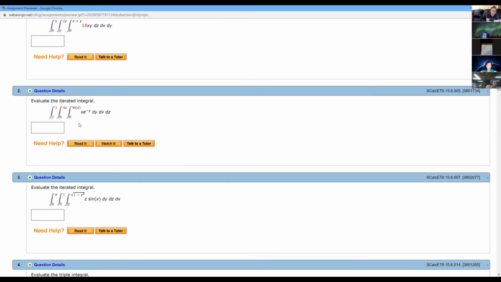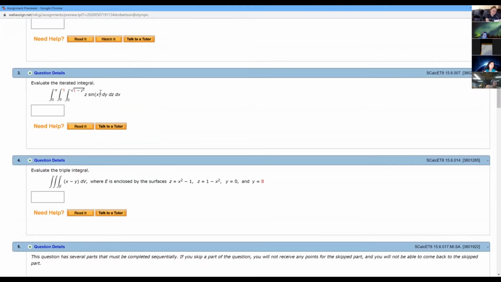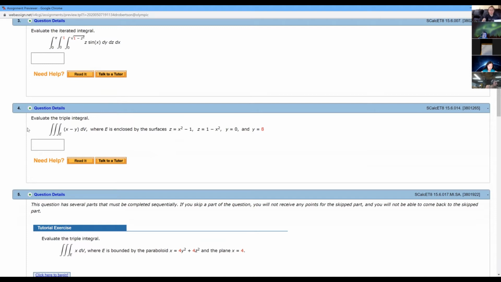Are we cool with that one? Yeah. Right. 3's, same kind of deal. That one there is a carbon copy of the example I just did. Right, it's this one here.